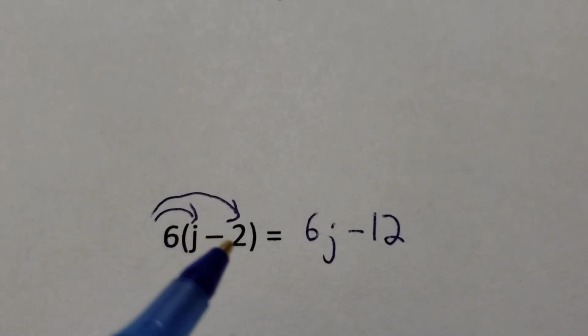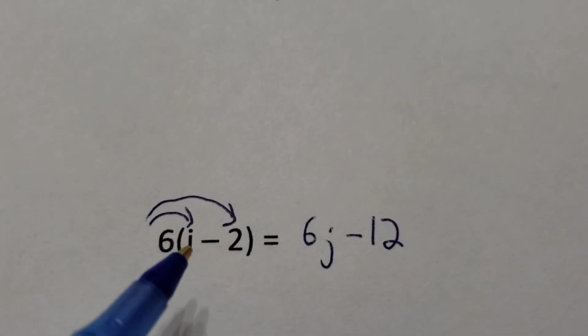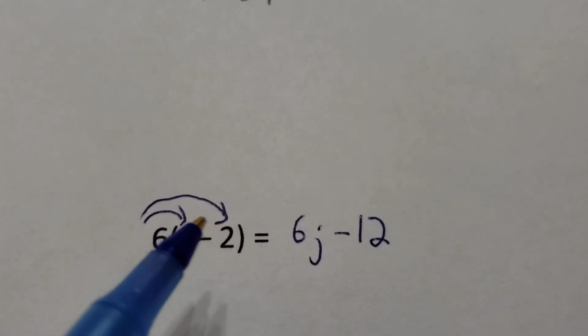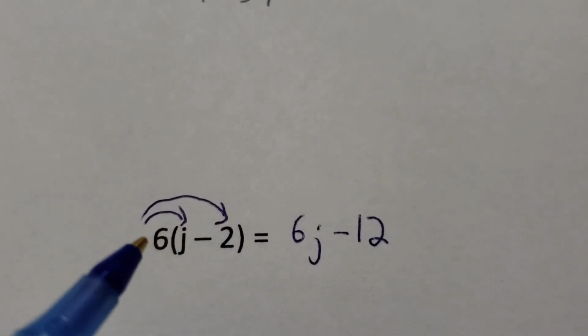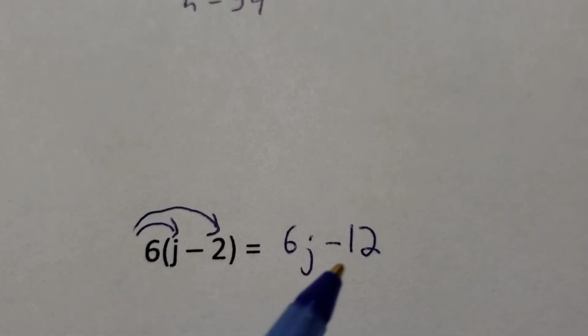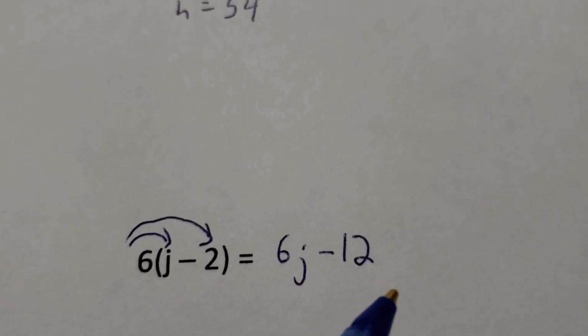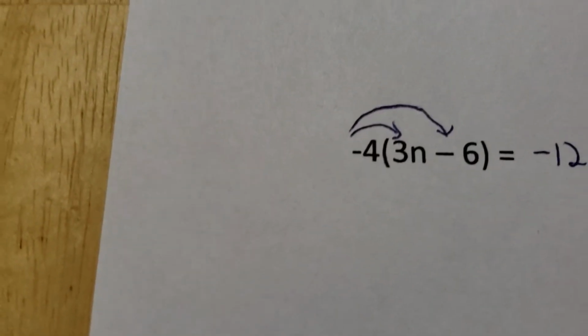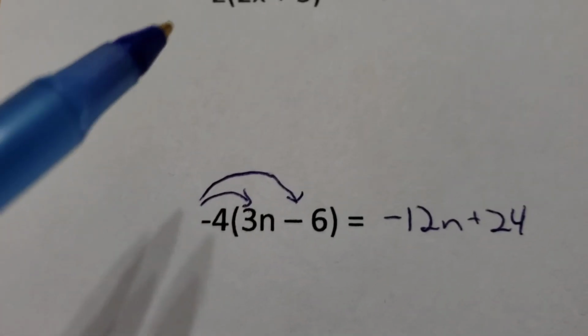6 times j minus 2. Well, 6 times j just gives me 6j. 6 times, I'm going to treat that like a negative 2. 6 times a negative 2 gives me a negative 12, or what we'll say 6j minus 12. Similar scenario there. All right, we do get negatives involved in these scenarios too.